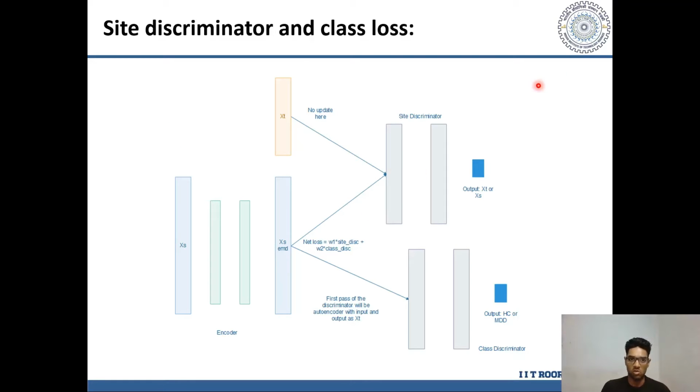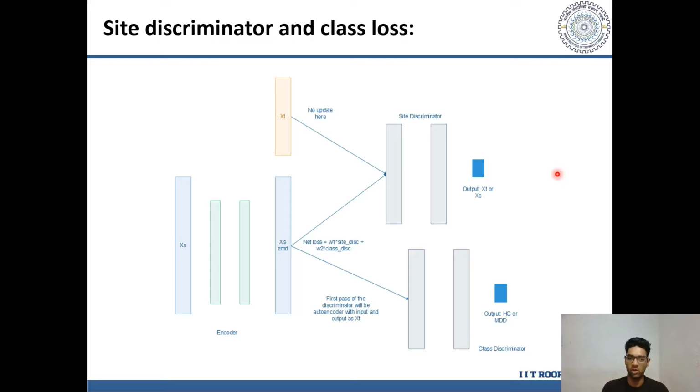So the second one also includes the class loss. Earlier, we were just projecting our data to a similar class, like site, XT versus XS. But now we also want to discriminate HC versus MDD, which is healthy control versus MDD patient.